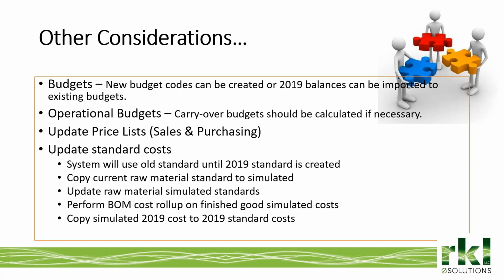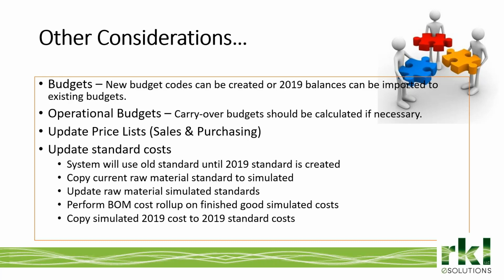Next, we're going to talk about standard cost. If you leave everything as is, the system is going to use 2018 standard cost until you create 2019 ones. So we'll walk through what we find to be the best practice for creating your new standard cost in the next year. What you're going to want to do is copy your current raw materials standard cost into the 2019 simulated. Then you can export that out into Excel, make whatever changes are appropriate if you're going to be changing your standards, then re-import that back into the simulated.